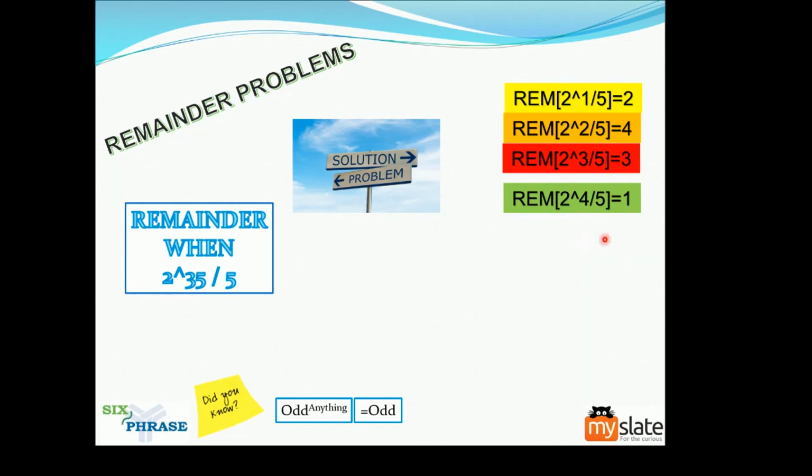So what is it that I am doing? If you pay close attention, I am finding the remainders of 2 power 1 divided by 5, 2 square divided by 5, 2 cube divided by 5, 2 power 4 divided by 5. I keep increasing the power of 2 by 1 each time, can you see that? And I continue to do this until I get a 1.